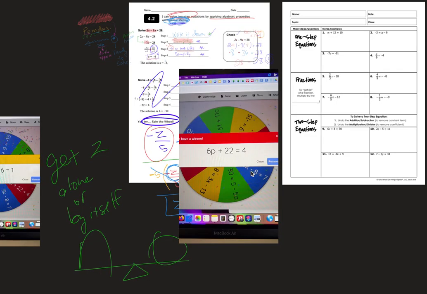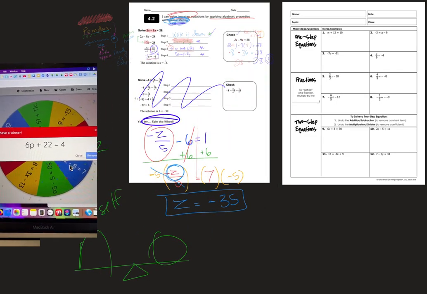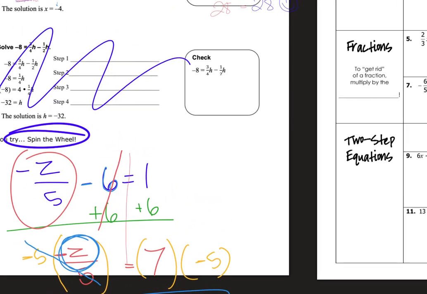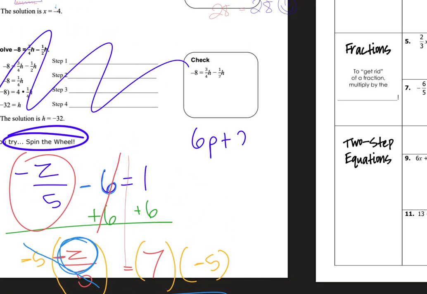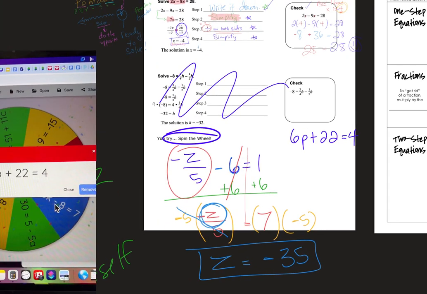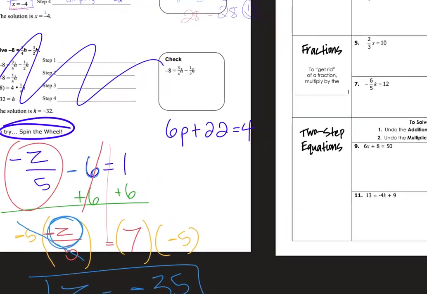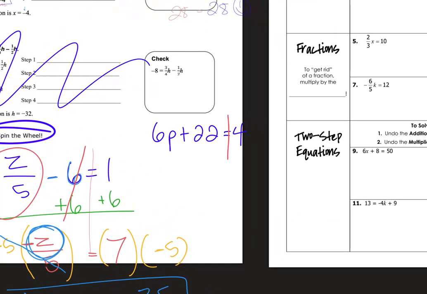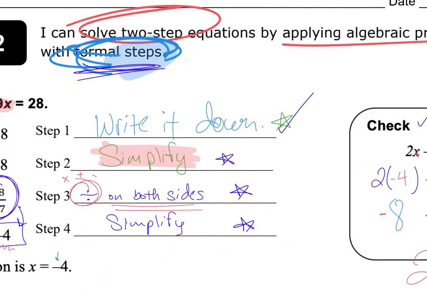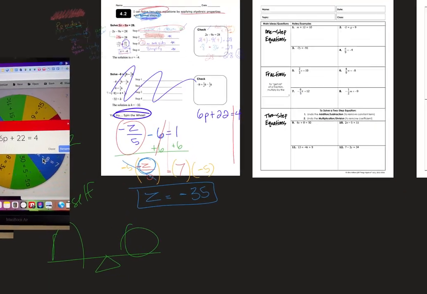Okay, wanted to do one more, so there we go. 6p plus 22 equals 4. Is that it? That's it. I know it seems silly that I would double check something like that, but I'm telling you, it's crazy. Write it down is very important.